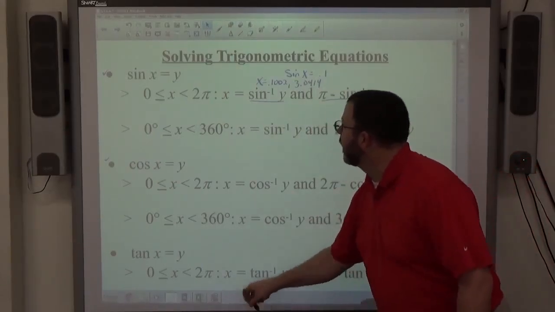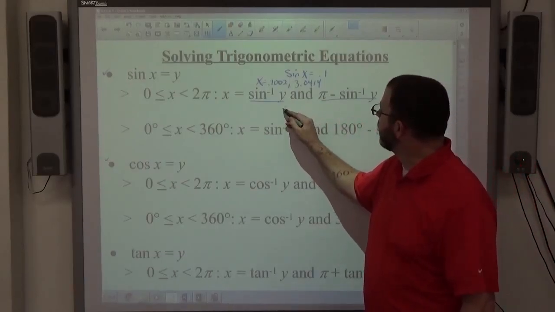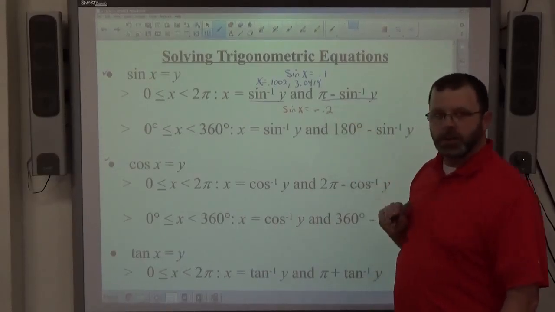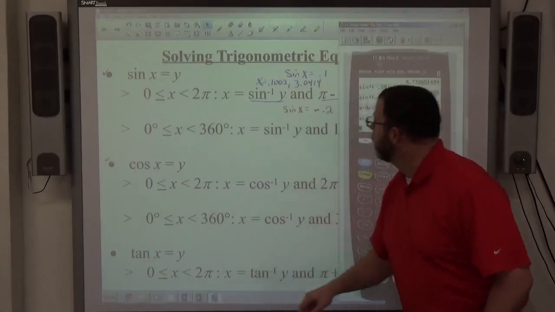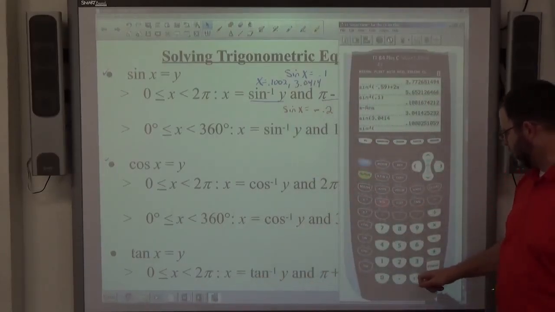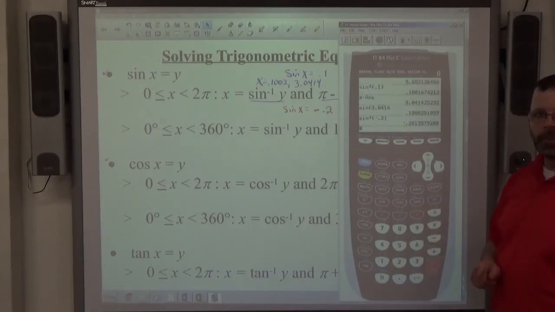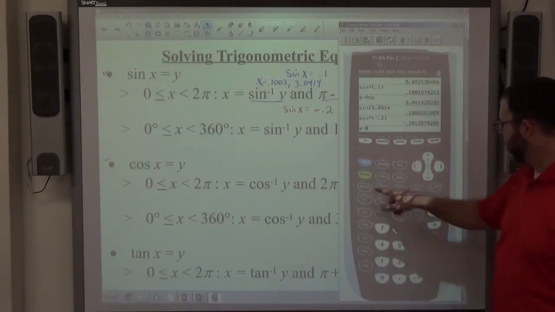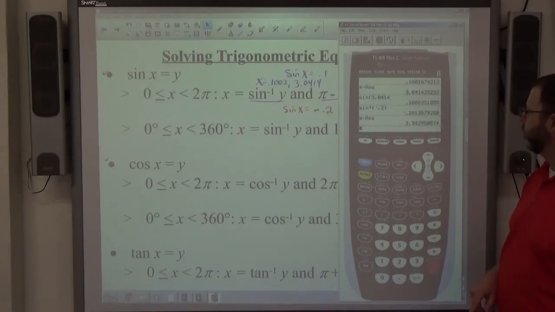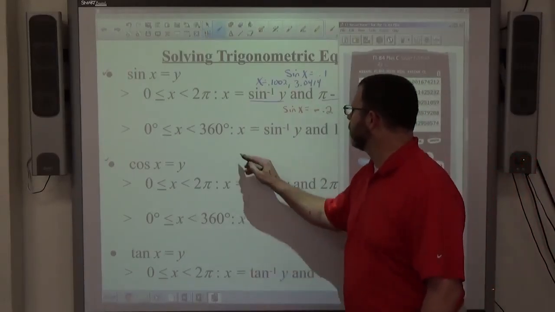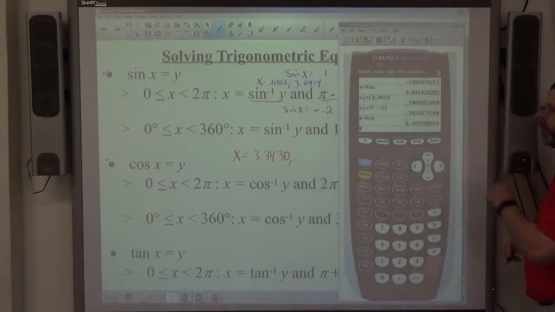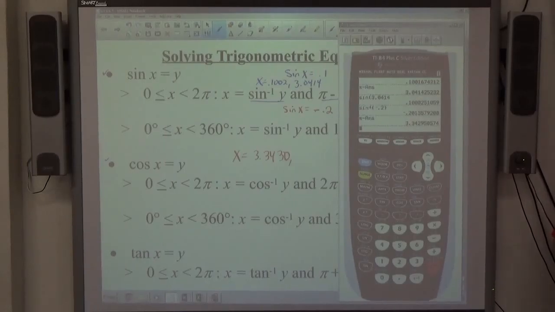Okay. One thing that I didn't think about before, but I got asked this morning and I had to figure it out. Suppose it's negative 0.2. And again, I'm going to use my calculator to get the answers. So if I do inverse sine of negative 0.2, it gets me this answer here, negative 0.2014. If I do pi minus that answer, it gets me the other answer, 3.3430. All right, so I would write x equals 3.3430, comma. I did not write negative 0.2014 because that's not between 0 and 2 pi, is it?